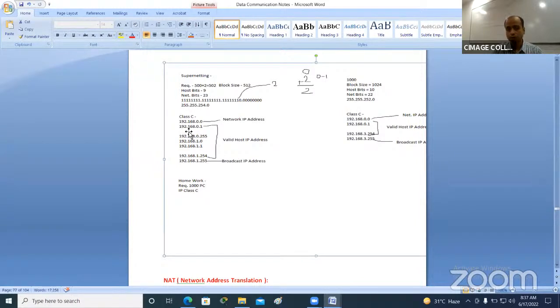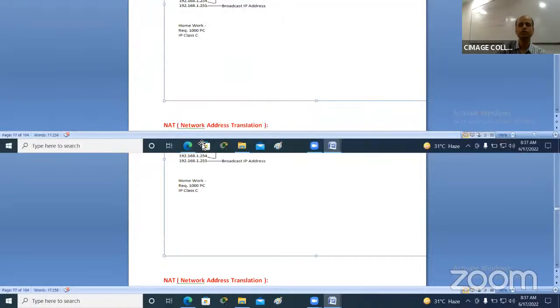Now, from 192.168.0.1 to 192.168.1.254, all these IP addresses will be valid host IPs. It doesn't matter that 192.168.0.255 is coming. It's okay, fine. It is coming.